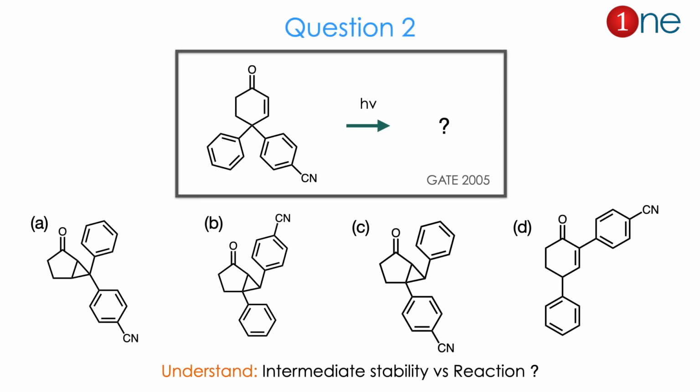Then question number 2. The starting material is cyclohexanone, which is in conjugation with an alkene. Then you have two groups: one is phenyl and one is with a cyanide attachment, and you are using light. They ask you to find the product. The products suggest that the 6-member ring becomes a 5-member ring there. How this conversion happens is by migration of a group. Whether the cyanide is moved, or the phenyl is moved, or without ring contraction the cyanide is moved or not. So the question is really about the intermediate stability and its reaction there. The answer is B. Let us see how.